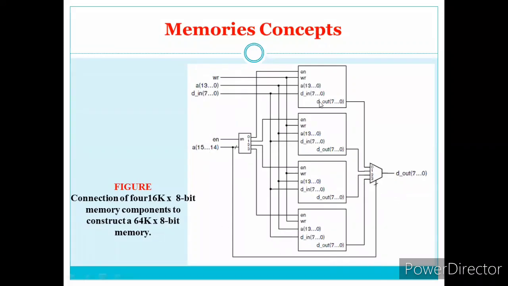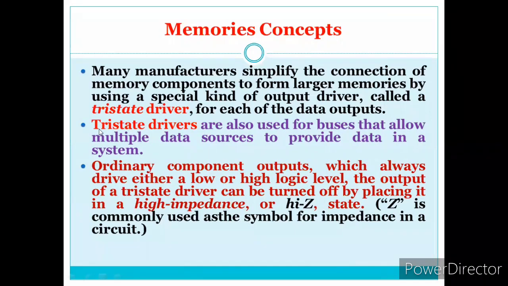So whichever memory location is there, that can be selected from the decoded addresses with the help of a select line. So the respective output will come to the output location there. So this is the simple way of designing the 64K cross 8 bits from the available 16K cross 8 bit. Okay, clear? So that is what I explained.